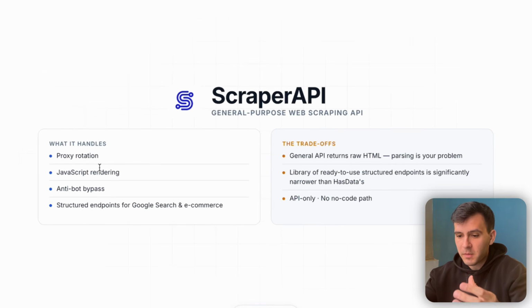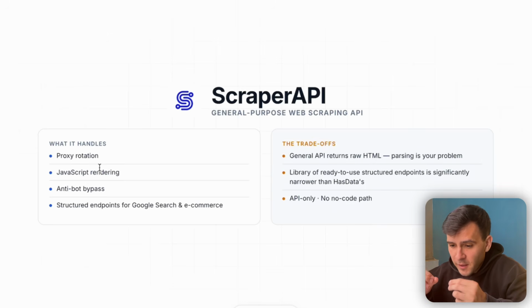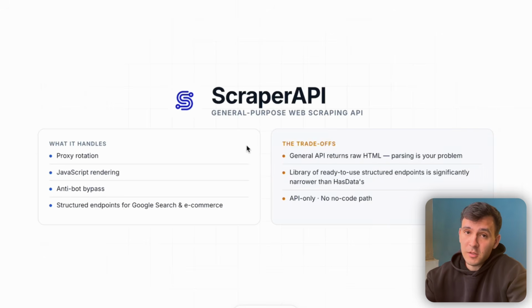ScraperAPI is a general purpose web scraping API. It handles proxy rotation, JavaScript rendering, anti-bot bypass, and it is one of the most searched tools in this category. Their general API returns raw HTML, so parsing that into usable data is your problem. Yes, they do have structured endpoints for Google search and e-commerce, but the library of ready-to-use structured endpoints is significantly narrower than what HasData offers. And it is API only, so you don't have a no-code path.